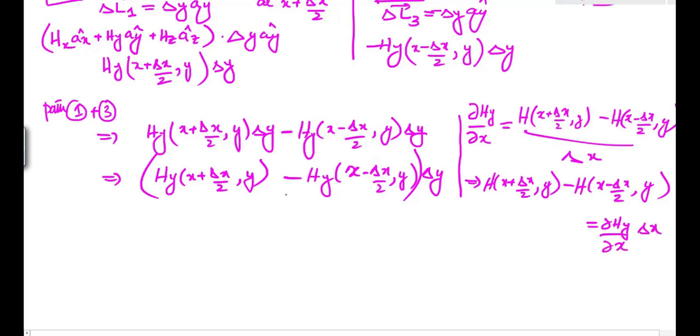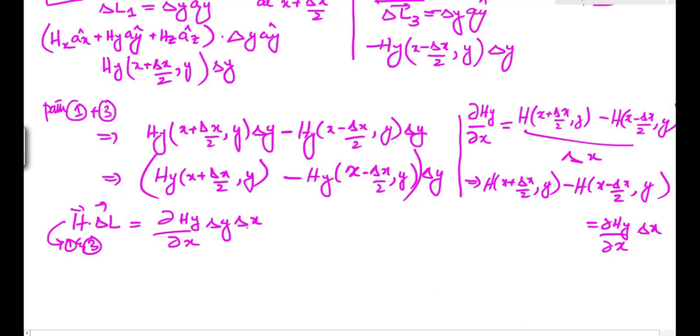Now replacing this term by this partial hy over partial x, h dot dl equals to... remember, this is only for path 1 and 3. This addition is through path 1 and 3, then we will have to add path 2 as well as path 4, but this is for path 3 only. So I can replace this by the partial hy over partial x, delta y into delta x. So instead of these terms, I have put this term. So this is what we obtain.